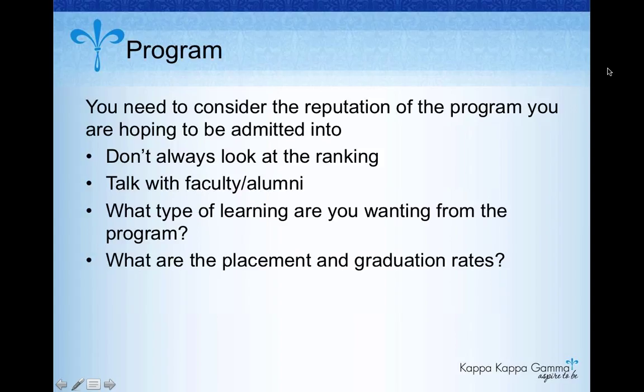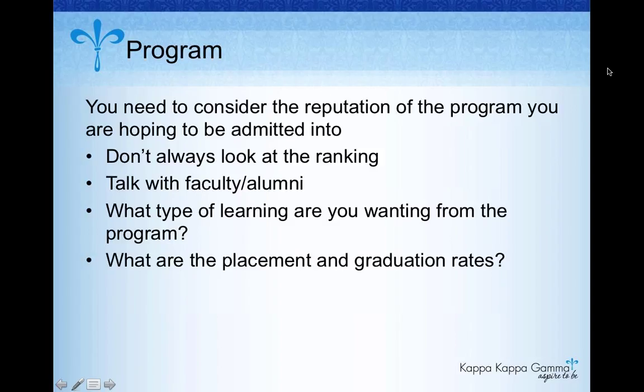You also want to see what the program's culture is. So is this a program where you're going to take classes traditionally during what would be summer term? Or are you going to be expected to do an internship? Are you expected to do a practicum? Do you have that semester off? So those are all things that you're going to want to consider.